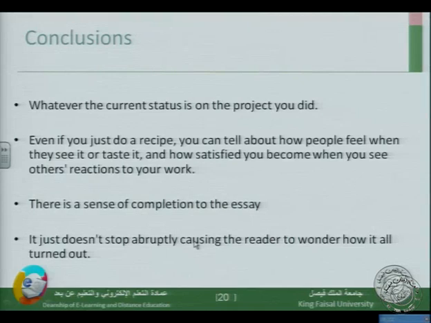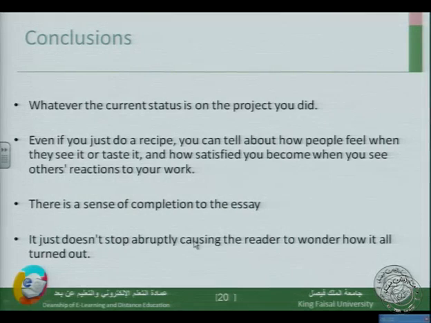In the conclusion, include whatever the current status is on the subject you did. So this is what we call conclusion, whatever the current status in the project you did. Even if you just do a recipe, you can tell about how people feel when they see it or taste it, and how satisfied you become when you see others' reactions to your work.